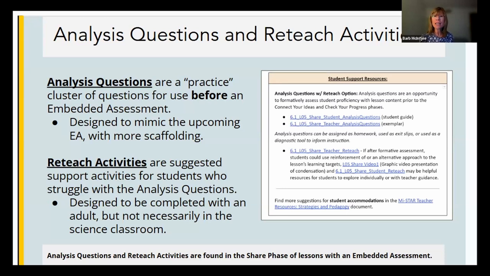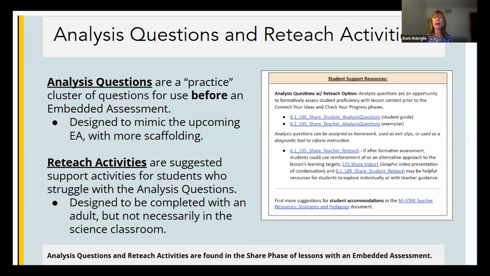And so they're designed to mimic the EA, but we often put a little more scaffolding. So we might give sentence starters, or we might give fewer options in terms of selecting. We might give a little bit more text. We might simplify. We might give some of the graph information. If it's graphing, we might do a few for them. So we try to give a little more scaffolding to help students prepare. And these can be really nicely used before, but you may also see some other ways that you can use them too.